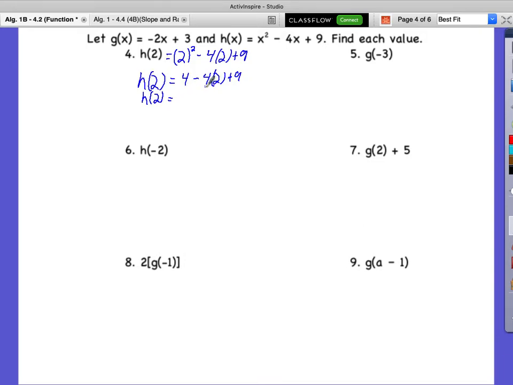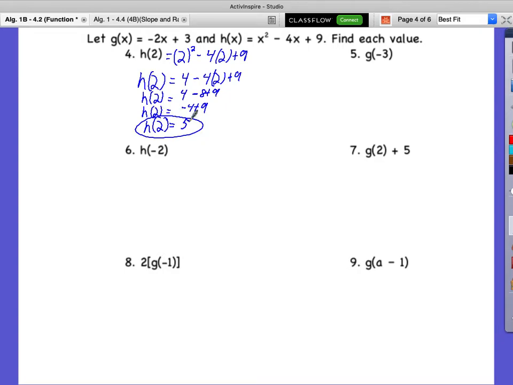Not quite. What comes first though? Before the subtraction, we have to do multiplication. What's 4 times 2? 8. So it's 4 minus 8 plus 9. Everybody tracking with me there? So now we have h of 2 is equal to what? Yep, 4 minus 8 is negative 4, plus 9. So what's h of 2 end up equaling? 5. What kind of 5? Positive 5, right? Very good.